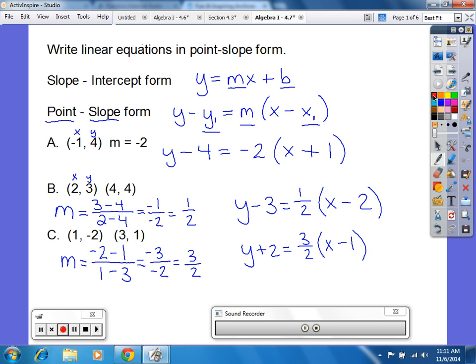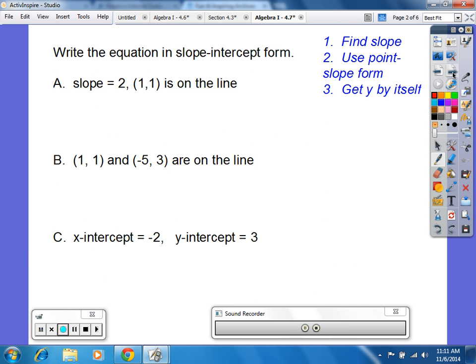Check what you have and see if you have the same thing or where you went wrong. By the way, if you used the second point, you would have the equation y minus 1 equals 3/2 times x minus 3. Both equations are perfectly acceptable and correct. That's how you write an equation in point-slope form. Now we want to take that same information and write an equation in slope-intercept form.